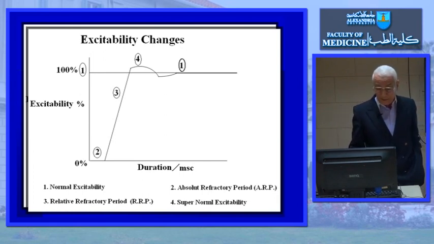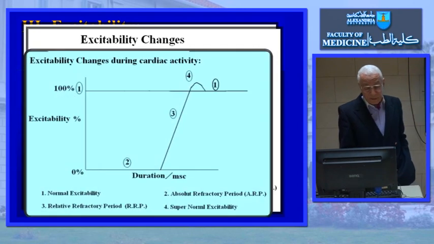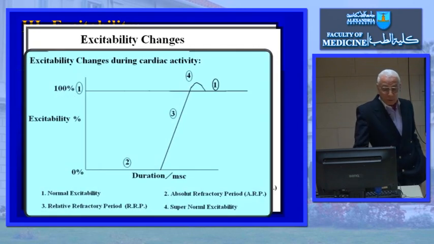So this is excitability change occurring in skeletal muscle fiber or in a nerve fiber. But in a cardiac muscle fiber, if we're recording excitability change during cardiac activity, we get more or less the same phases. Phase 1, normal excitability. Phase 2, absolute refractory period. Phase 3, relative refractory period. Phase 4, supernormal excitability.